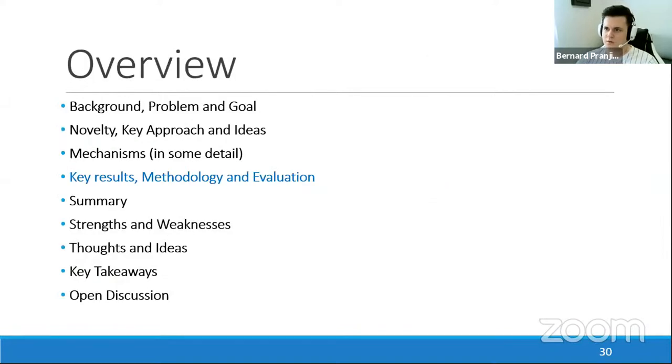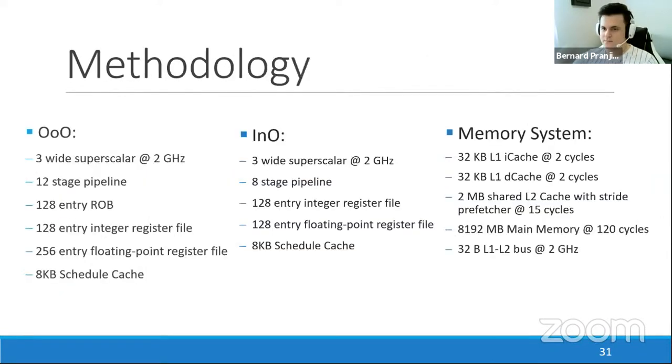Okay, now let's look at some results that we got. First, some methodology. Basically they have their out-of-order cores, in-order cores, and the memory system. The in-order core has a smaller pipeline, and the out-of-order core has an additional floating point register file. Otherwise they're basically the same. For the memory system, we have a 32 kilobyte L1 cache for instructions and data, a 2 megabyte shared L2 cache, 8 gigabyte main memory, and a 32-bit L1, L2 interconnect.